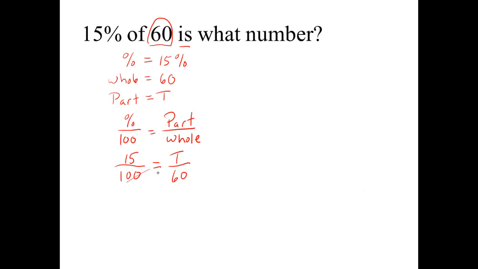We will cross multiply 100 times t is 100t, and 15 times 60 is equal to 900. To get t by itself, we see that there's 100 attached by multiplication, so to undo multiplication we will divide by 100 on both sides. The 100s divide out on this side, and we're left with t is equal to 900 divided by 100 is equal to 9. So 15% of 60 is 9.